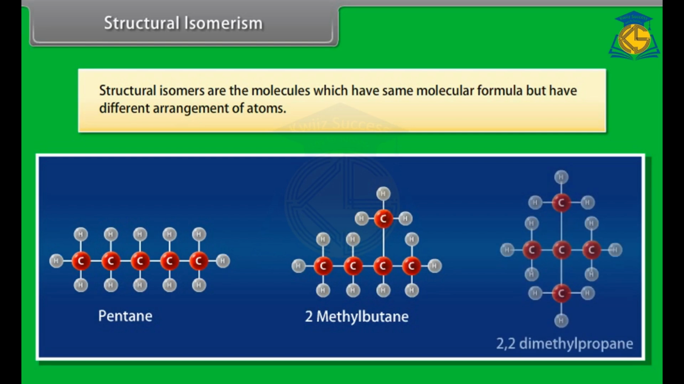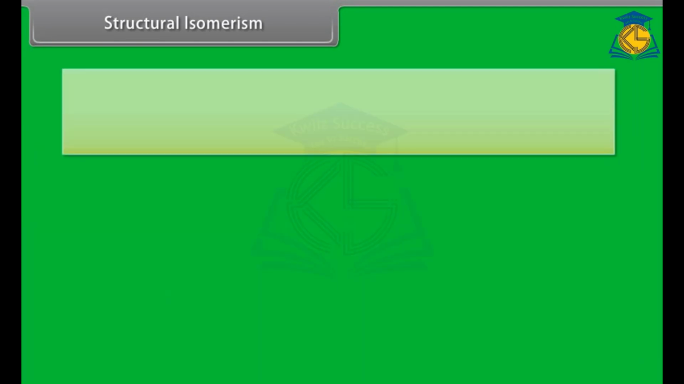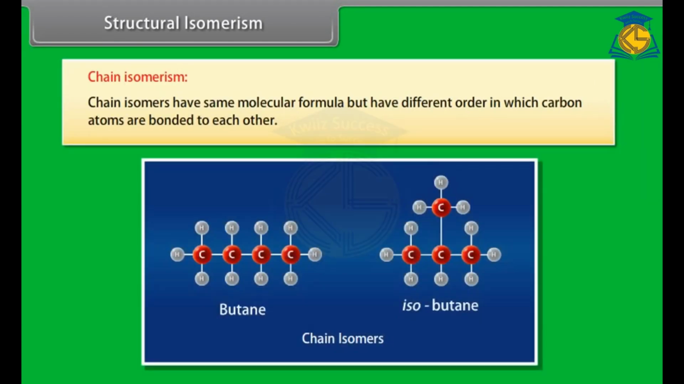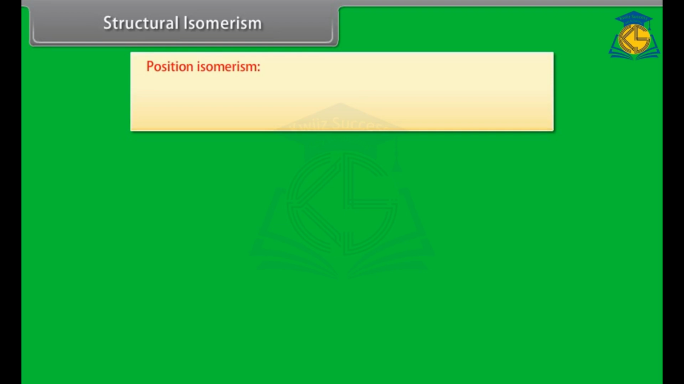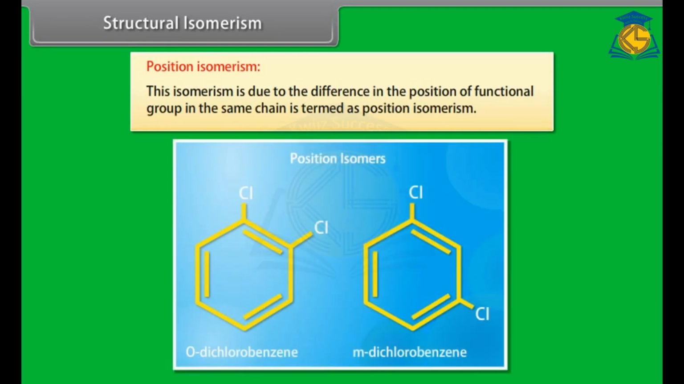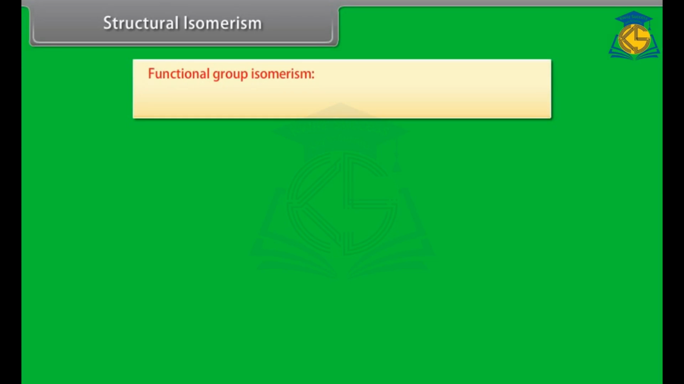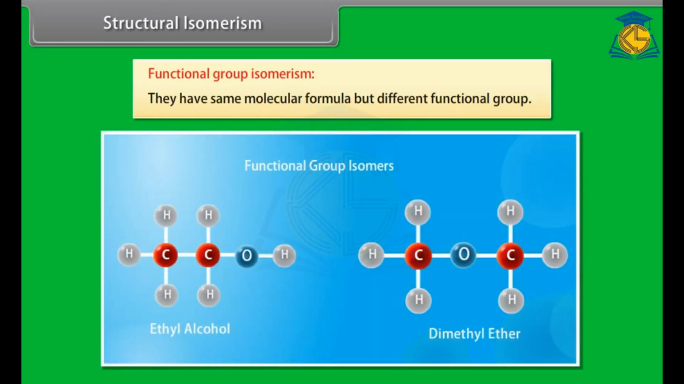Structural isomerism. Structural isomers are the molecules which have the same molecular formula but have different arrangement of atoms. Chain isomerism. Chain isomers have same molecular formula but have different order in which carbon atoms are bonded to each other. Structural isomerism. Position isomerism. This isomerism is due to the difference in the position of functional group in the same chain, is termed as position isomerism. Functional group isomerism. They have same molecular formula but different functional groups.